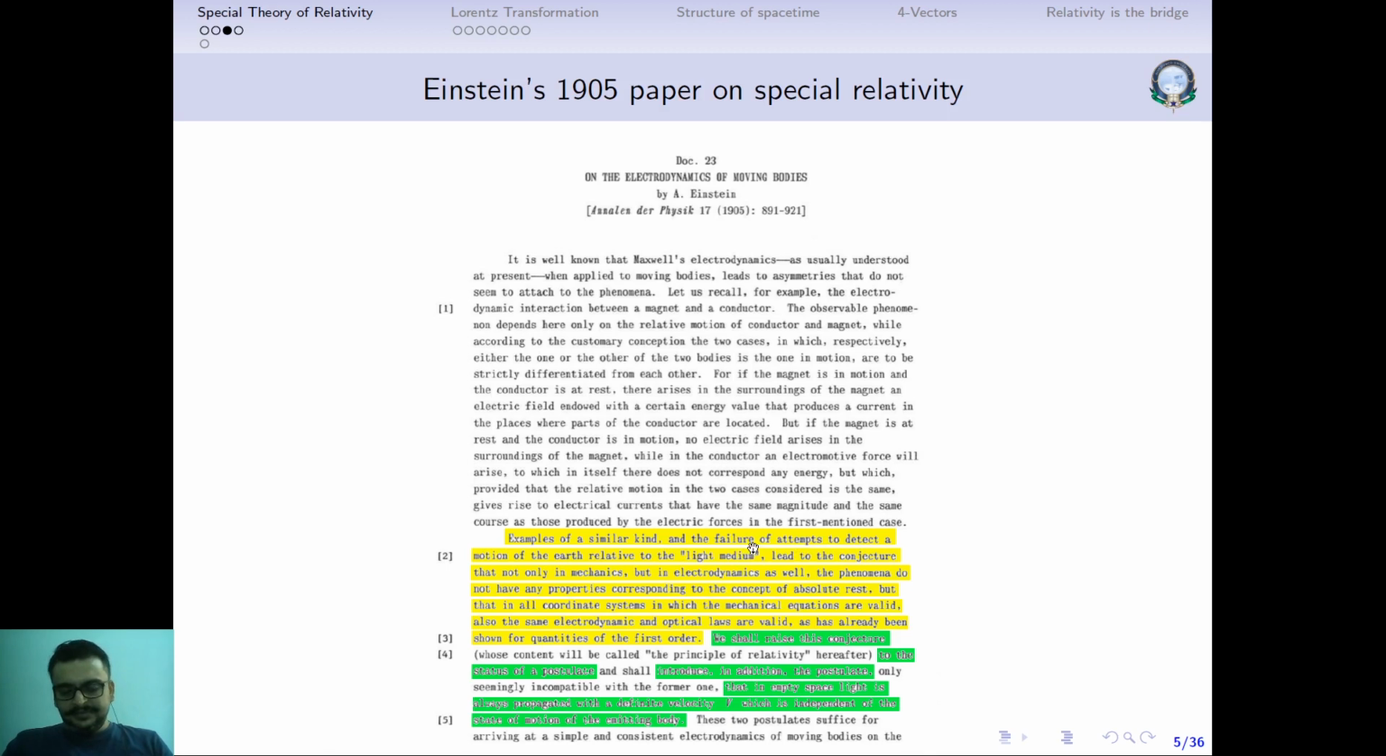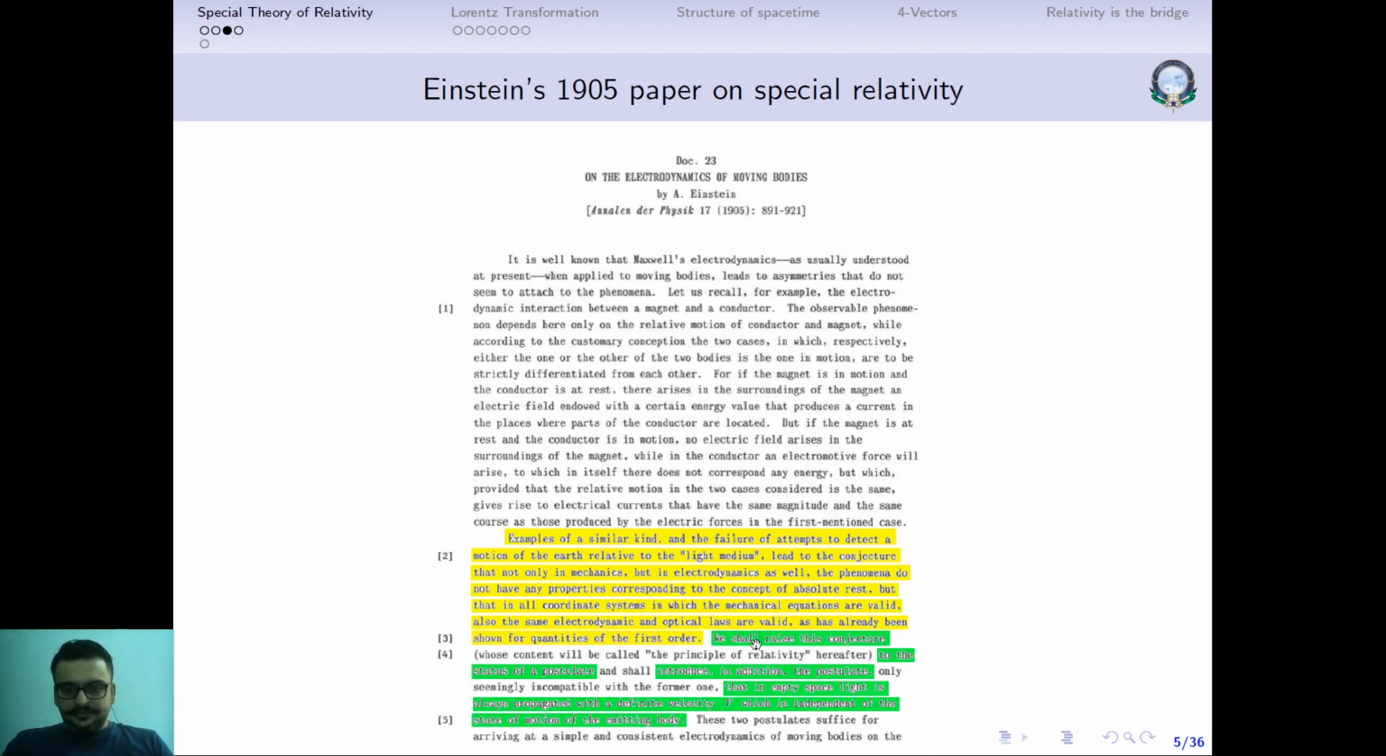Basically, the attempt was made by this experiment to find out the state of absolute rest, and this led Einstein to conjecture that the phenomena do not have any properties corresponding to the concept of absolute rest. There is nothing called absolute rest, but that in all coordinate systems in which the mechanical equations are valid, the same electrodynamic and optical laws are valid, as has already been shown for the quantities of the first order. So he's basically starting his paper with the conjecture that the principle of relativity is applicable to electrodynamics just the same as it is applicable to mechanics.